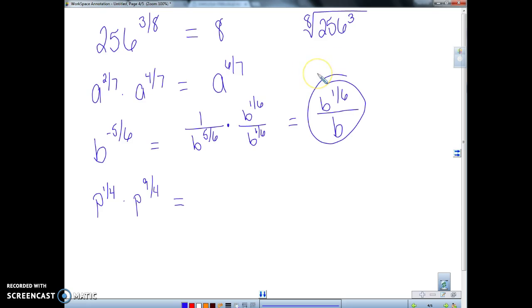The next one, p to the 1/4 times p to the 9/4. Same thing, you're multiplying the bases, so you need to add your exponents. So this would be p to the 10/4, and then you would just reduce, so p to the 5/2.